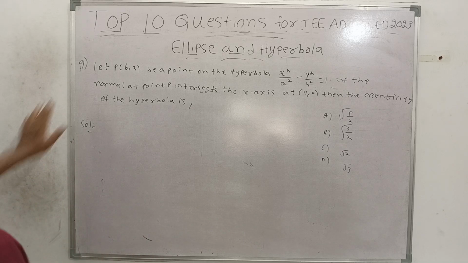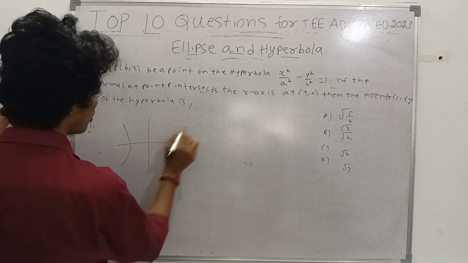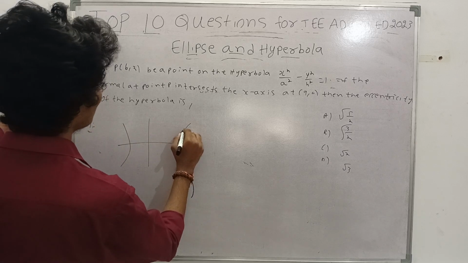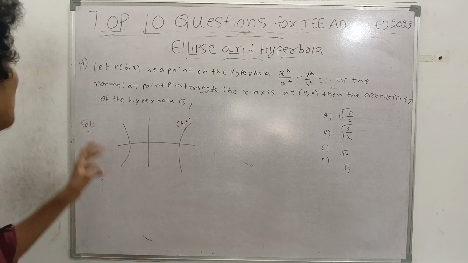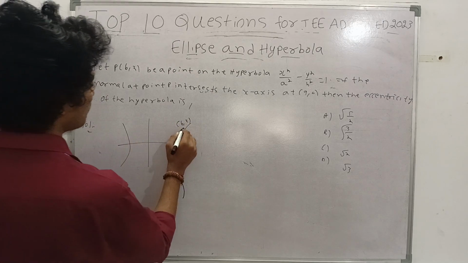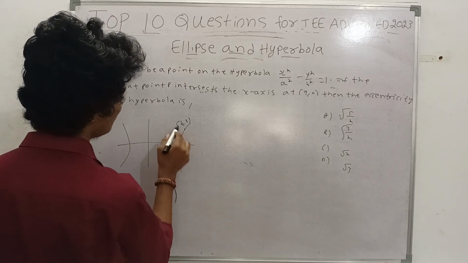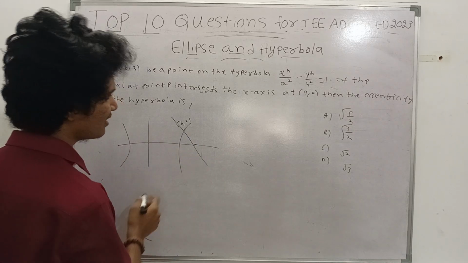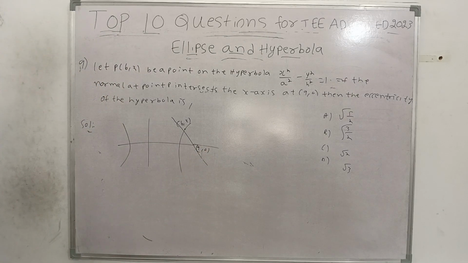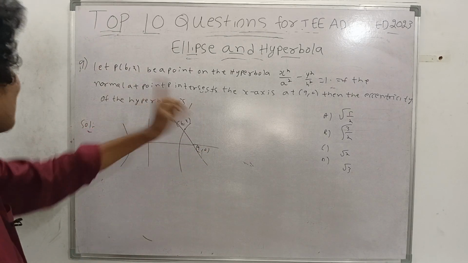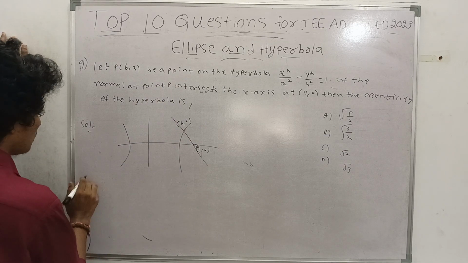Easy question, guys. Let P 6,3 be a point on the hyperbola. They given one hyperbola, and they given P, suppose it is 6,3. If we draw the normal at point 6,3, it intersects like this, at 9, 0. Now what they are saying? Then the eccentricity of the hyperbola. Now they are asking what is the eccentricity of the hyperbola.